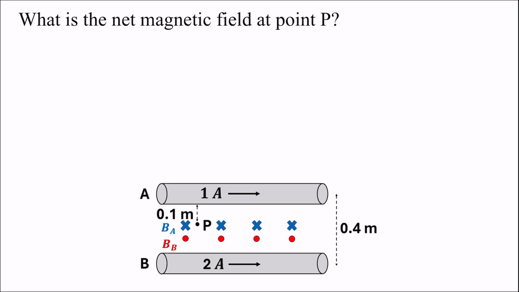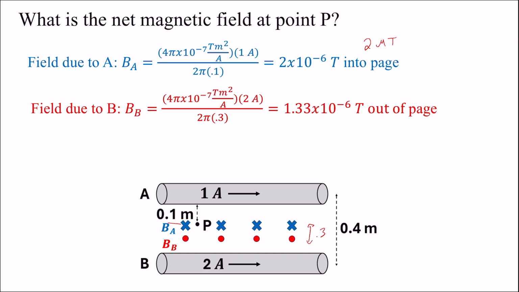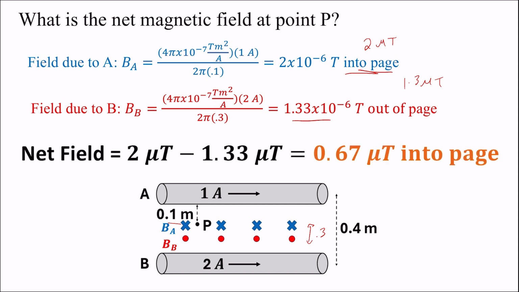So they have fields pointing in two different directions, so I'll find the magnitude and take the difference. For wire A, the distance is given as 0.1. So using the formula mu sub 0 I over 2 pi r, I get that it's 2 times 10 to the negative 7, or 2 microteslas into the page. For B, it's a distance of 0.3 away. So using mu sub 0 I over 2 pi r, I get 1.33 microteslas. A has a bigger field magnitude, so the net field's into the page. And when I calculate the difference, I get the net field is 0.67 microteslas into the page.